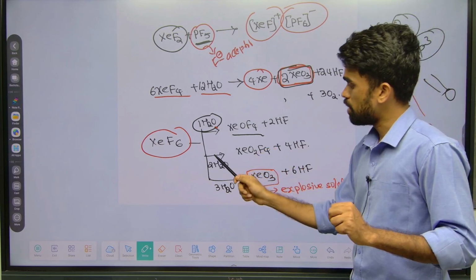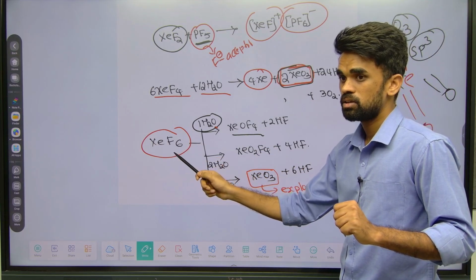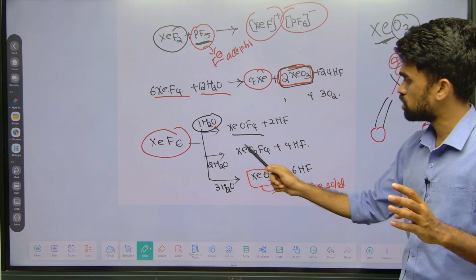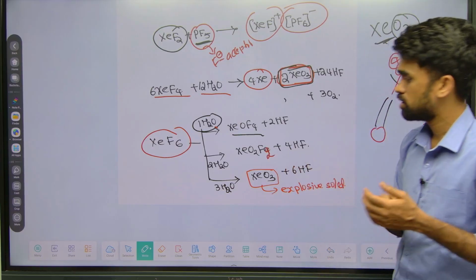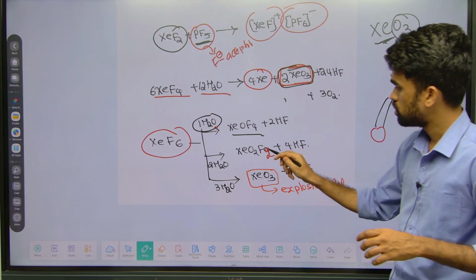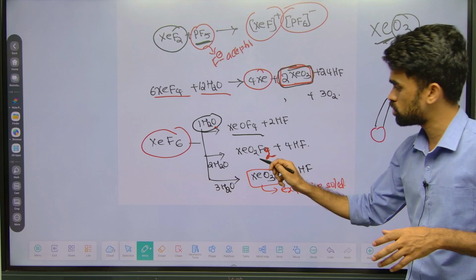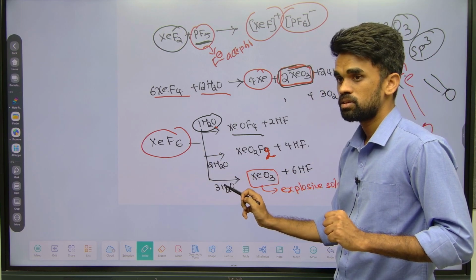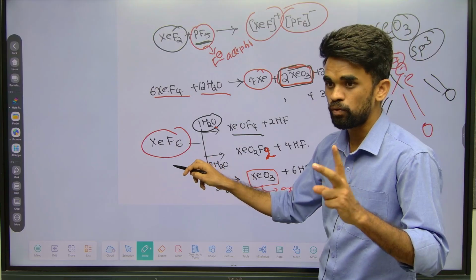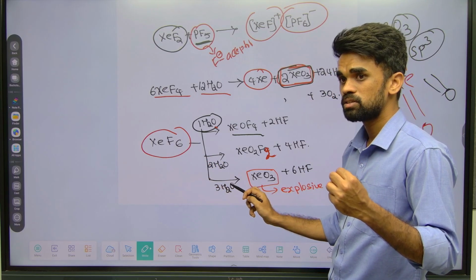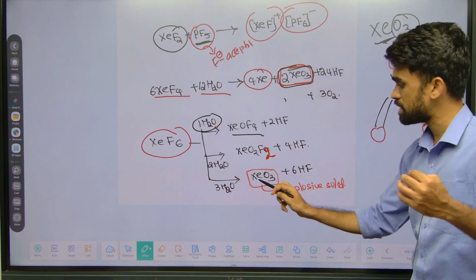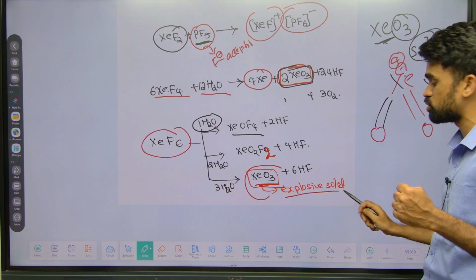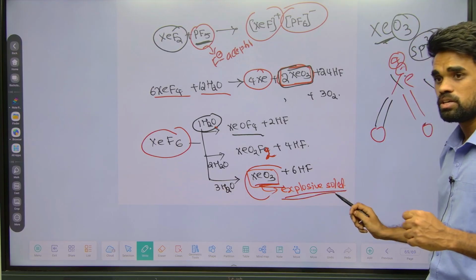XeOF4. Now I am giving 2 oxygens. For 1 oxygen, 2 fluorines, so for 2 oxygens it becomes XeO2F2, remember. Next, I am giving 3 oxygens. For 3 oxygens, all 6 fluorines are removed. So it becomes XeO3. This XeO3 is an explosive solid, remember this.